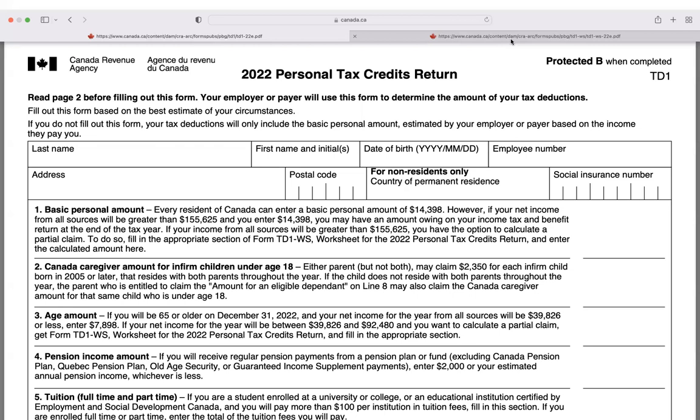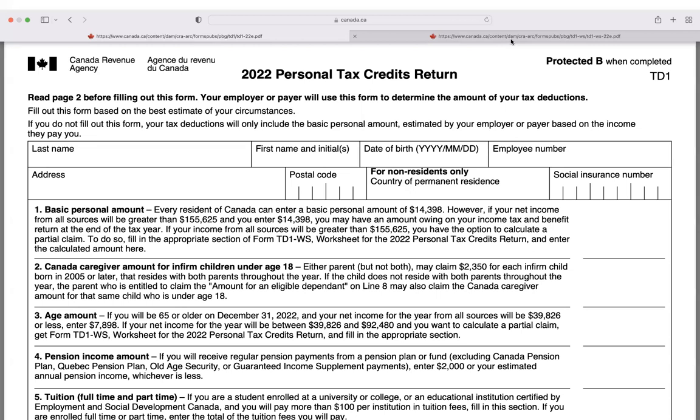Every resident of Canada can enter a basic personal amount of $14,398. However, if your net income from all sources will be greater than $155,625, you enter $14,398. So you may have an amount owing on your income tax and benefit return at the end of the tax year.